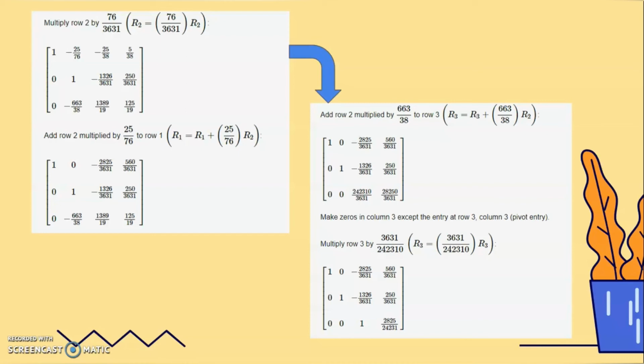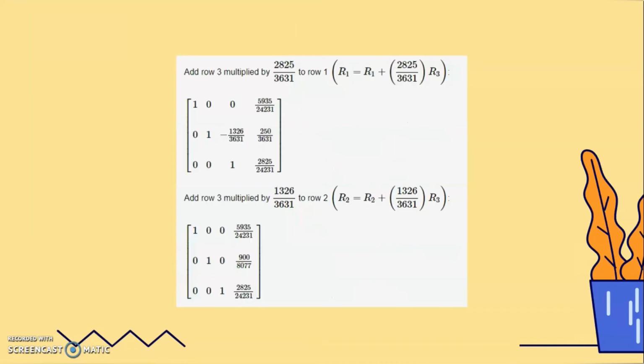Okay, next is the eighth step. Same idea: R1 equals R1 plus 2825 over 3631 multiplied by R3, so that we get a 0 at R1 column 3, and the same step applies to R1 column 4. So we get 5935 over 24321 by using R1 equals R1 plus 2825 over 3631 multiplied by R3, and we get an entirely new row 1.